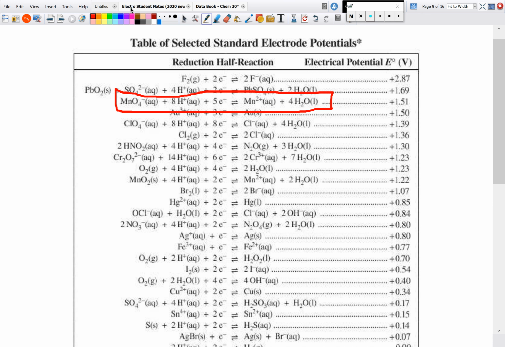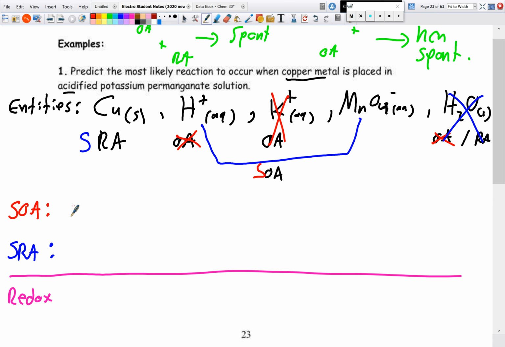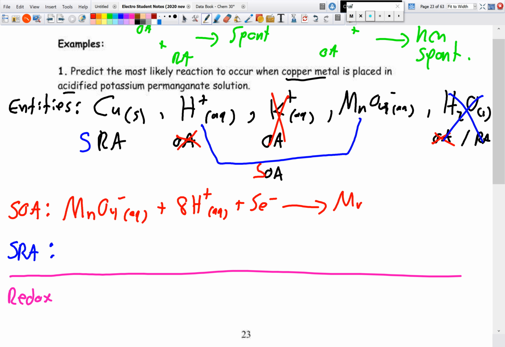So that means we have MnO4 minus aqueous plus 8H plus plus 5 electrons produces Mn2 plus plus 4H2O. So that is my reaction.